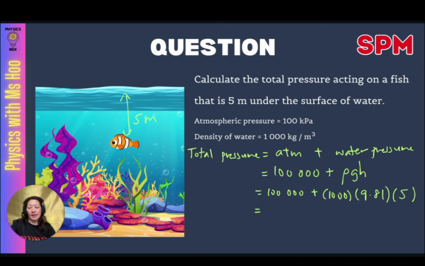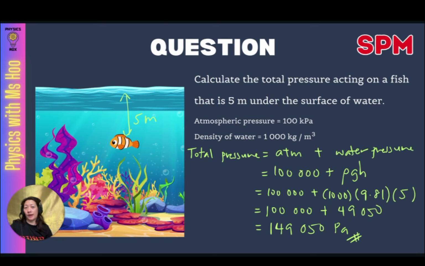So solving this, I'm going to solve this step by step so that you can follow the working. So we will get 100,000 plus 49,050. So now when we add the numbers together, we will get 149,050 pascal. You can leave the number like this for SPM.